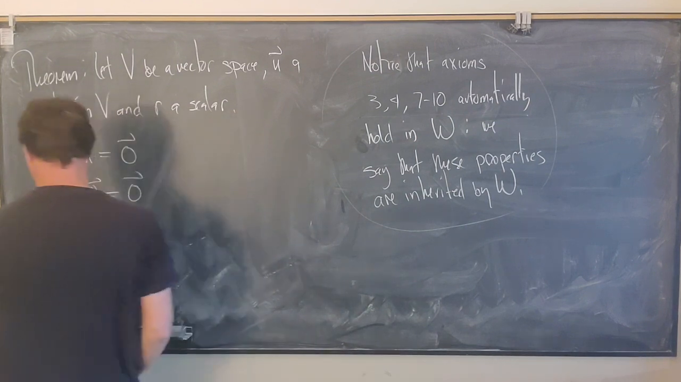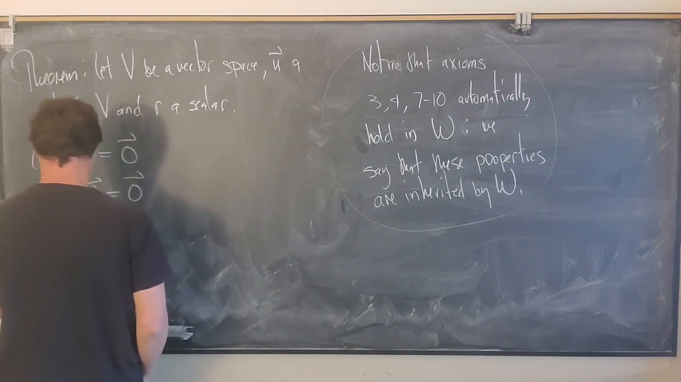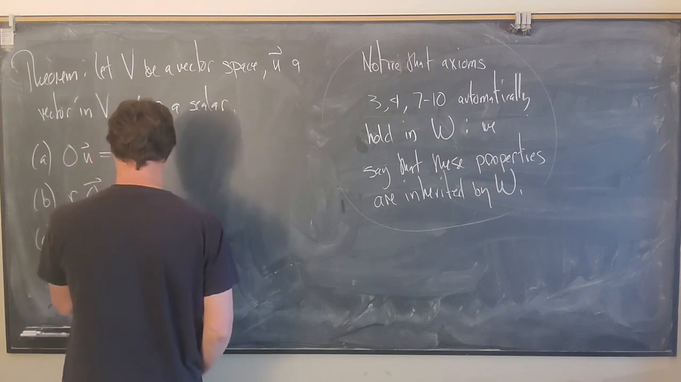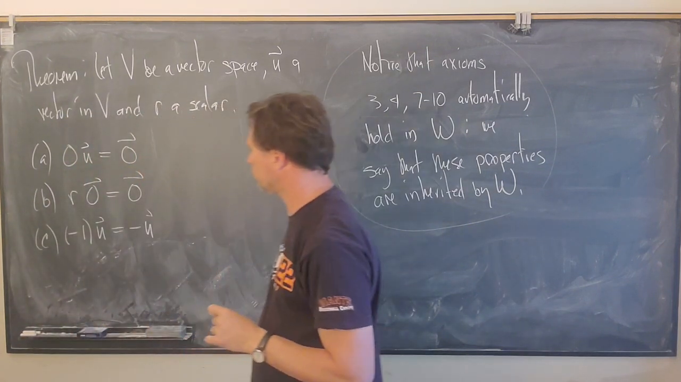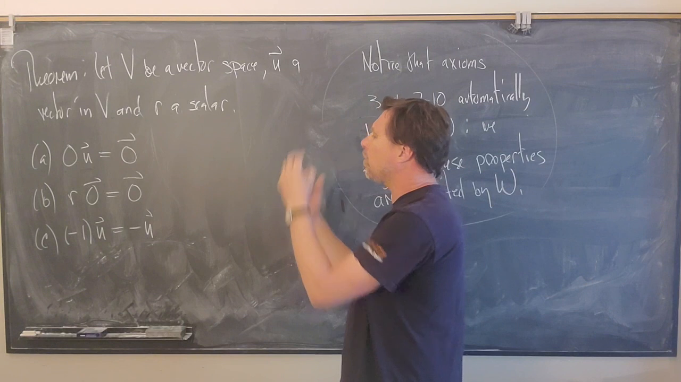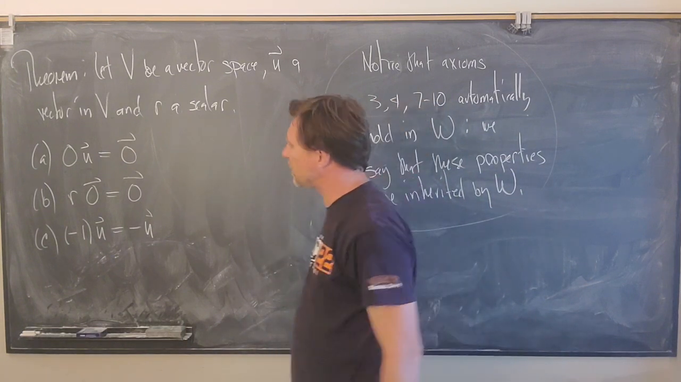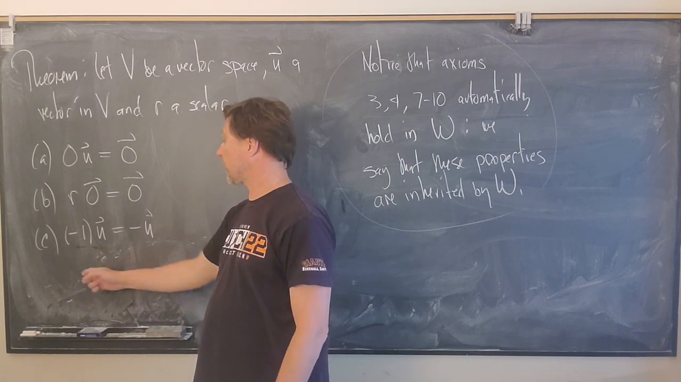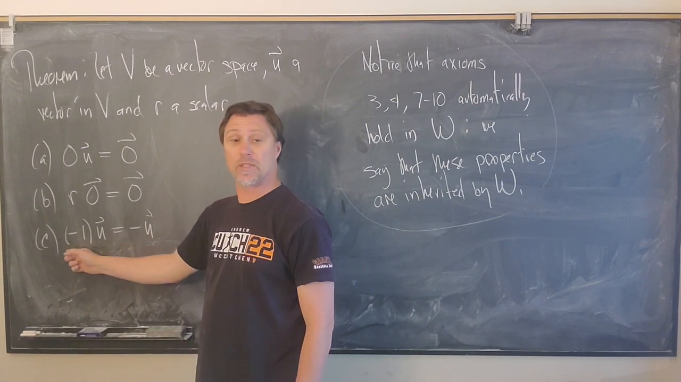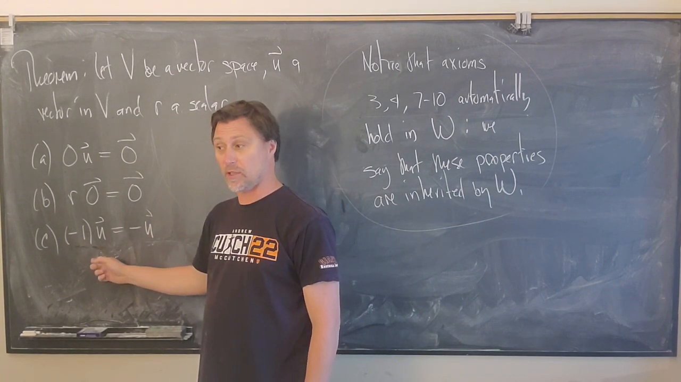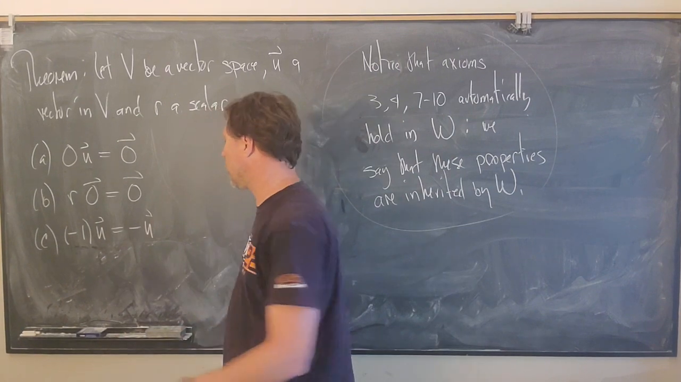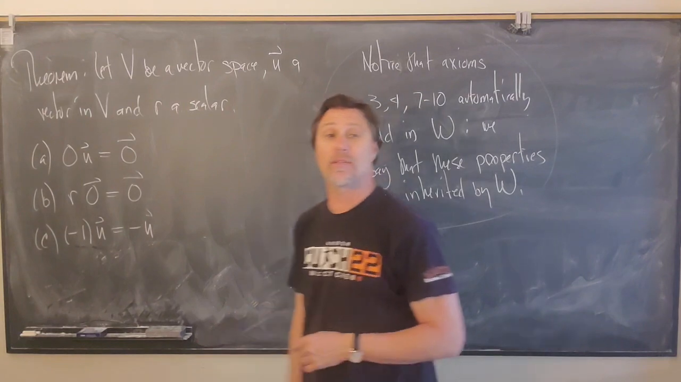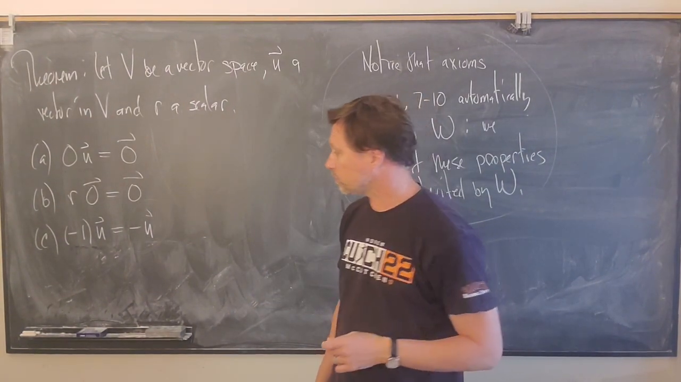Part C, minus 1 times the vector u equals minus u. Now, you might say, of course that's true. Well, think about what this means, though. This is a vector right here. It's the vector that happens when you take the scalar minus 1 and multiply it by the vector u. And what we're getting is this vector right here, that's the additive inverse of the vector u.